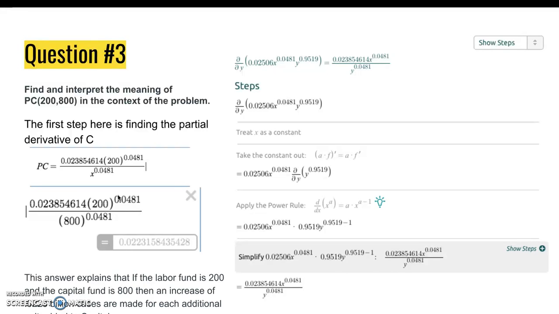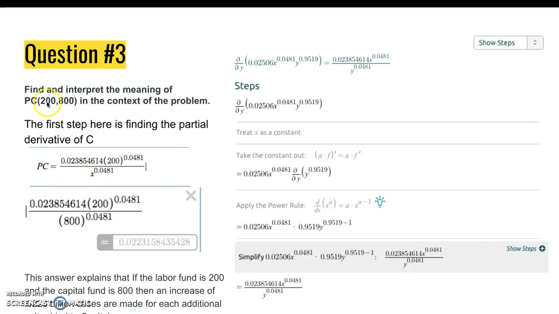So again, the first step here is to find the partial derivative of capital. So we plug it in, and we treat x as the constant this time, and then we take the constant out. And then as we go through, we get this equation. We then apply the power rule to it, and we get this equation, which we then simplify to our ending equation, which is the production derivative of capital expenditure.